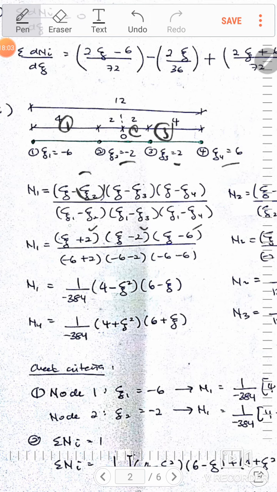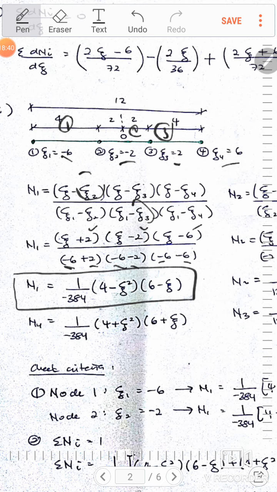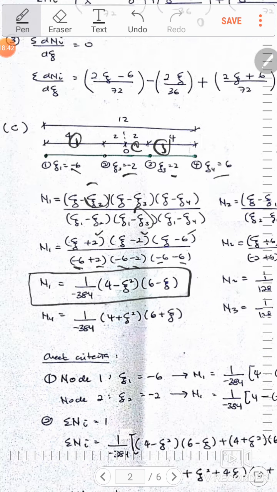Sorry, zeta 1 equals -6, zeta 2 is -2, it will be positive 2, and zeta 1 is -6, zeta 3 is 2, zeta 1 -6, and zeta 4 is 6. After analysis, you will get this equation of N1.